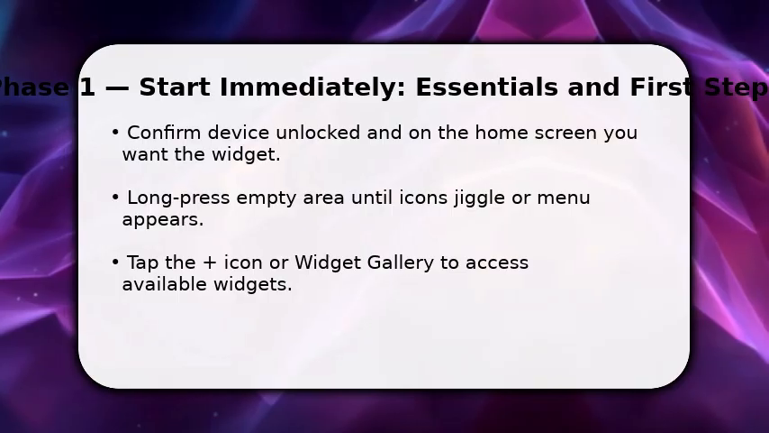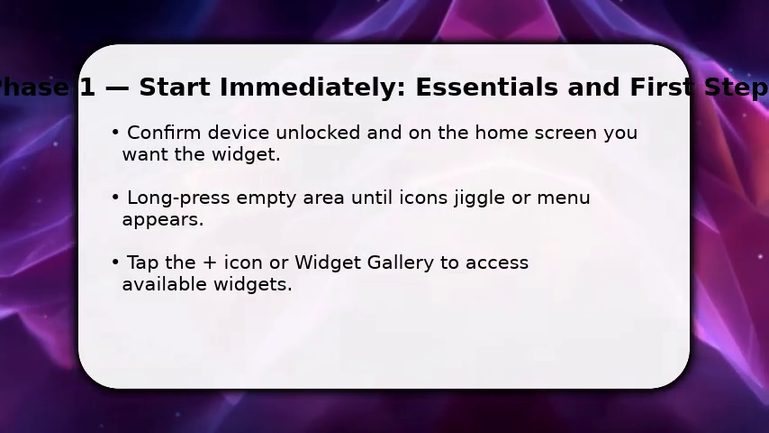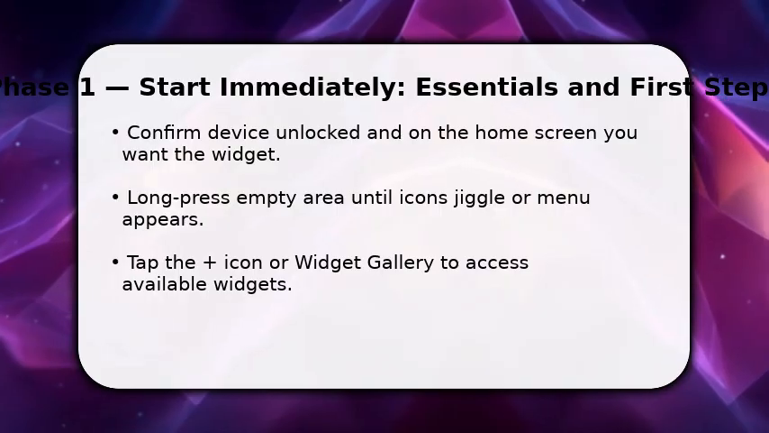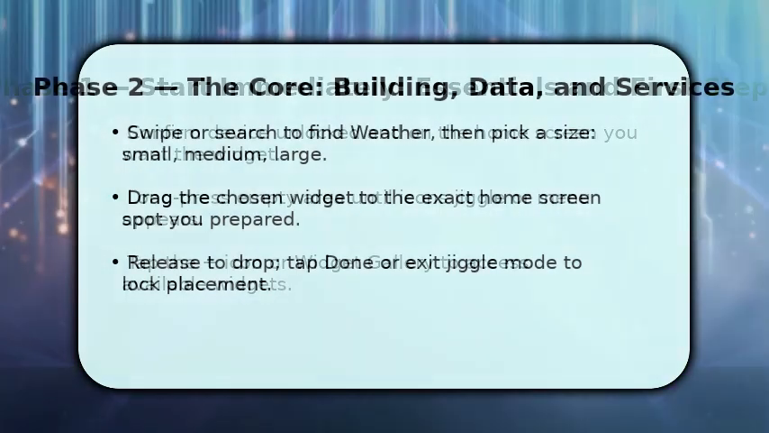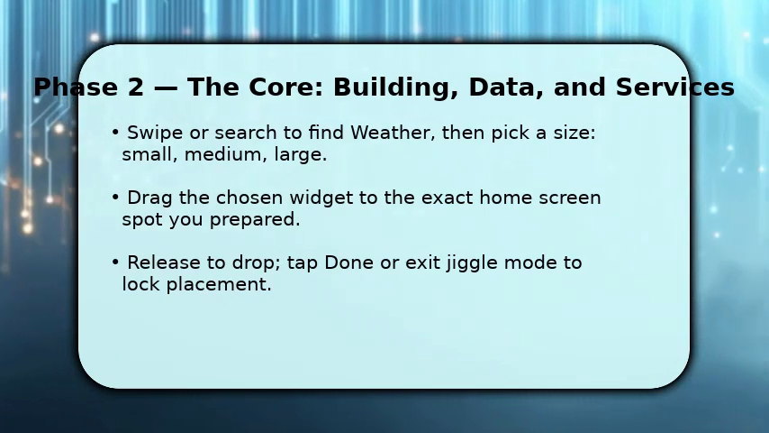You need the app listed. If weather isn't visible, scroll or search its name. Make sure to keep the home screen visible while you select the widget size. You'll now pick the correct widget size that fits your layout.